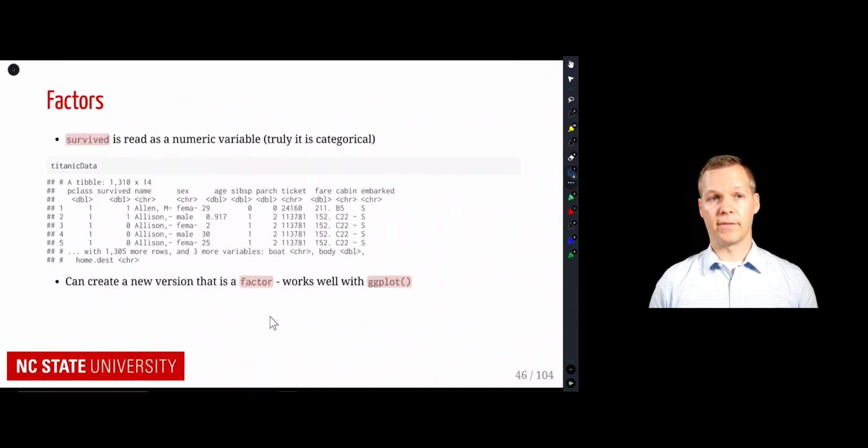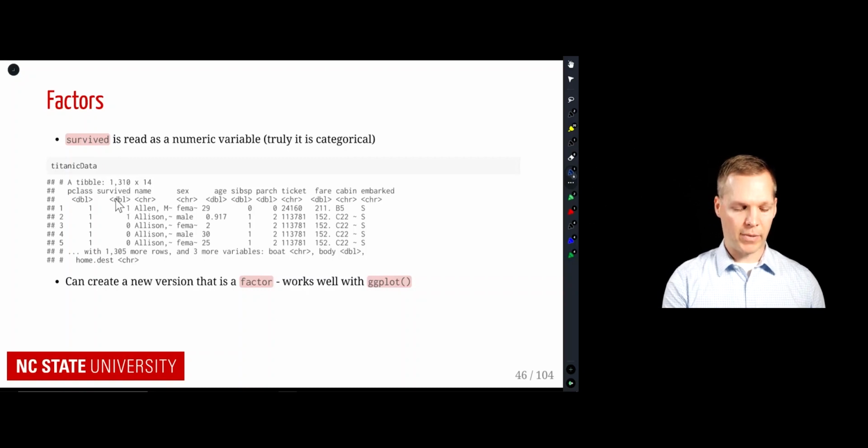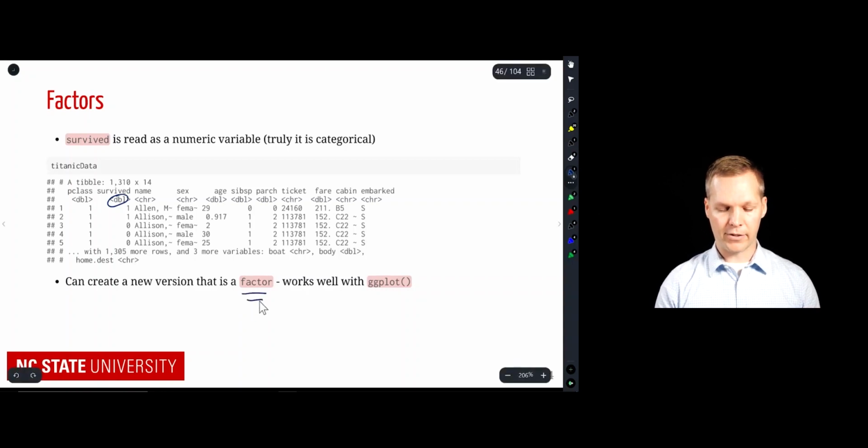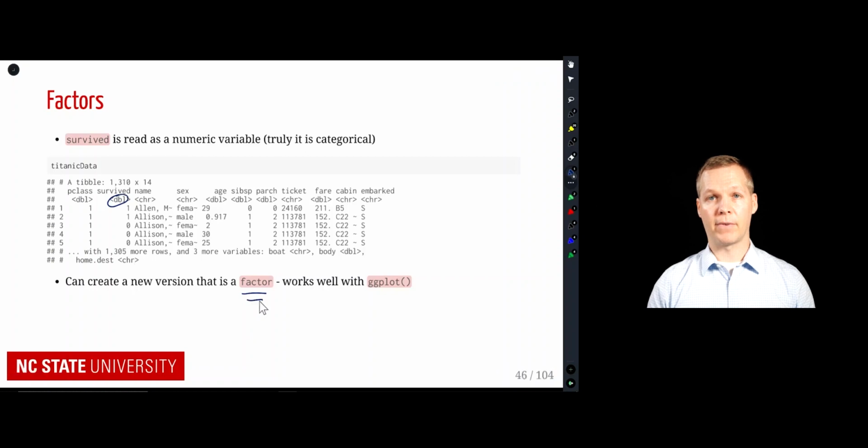And this leads us to the idea of factors. We did look at factors just very briefly in one of the previous videos, but this time we'll dive a little bit further into them. If you remember this survived variable, since it's coded as 0 and 1, it's read in as a numeric variable. It's truly not numeric, but it's read in as numeric. R doesn't know the difference. And so what we can do to make our plots a lot better is to coerce this thing or create a factored version of that variable.